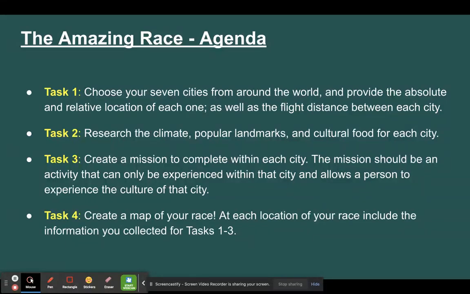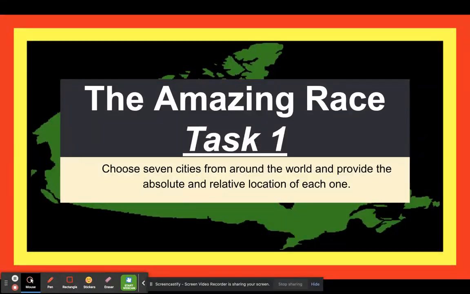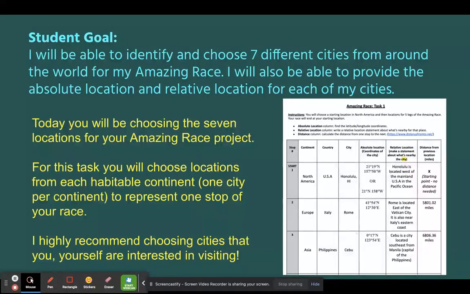The first thing you're going to do is choose 7 cities from around the world, and provide the absolute and relative location of each one, as well as the flight distance between each city. So when you pick your first city, and then you pick your second city, how much distance is between those two cities? So here we go. You're going to pick your 7 cities.